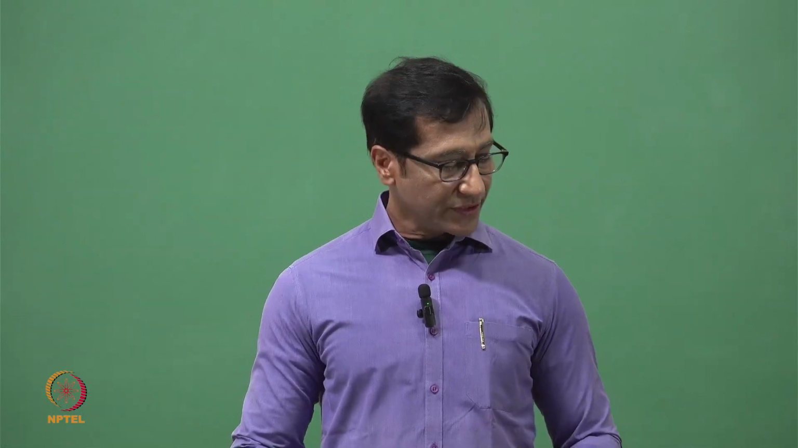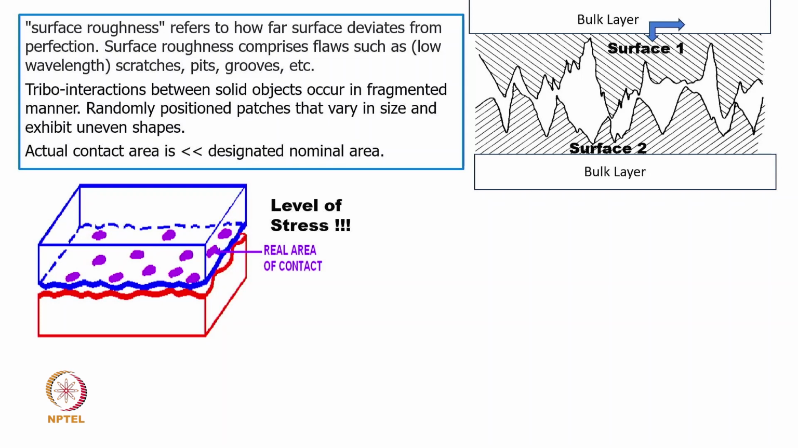Now we talk about surface roughness, and we have also studied earlier that whenever these rough surfaces come in contact, they will make contact at only a few points. It's not that the whole surface area will be in contact as such. So that's why we say here surface roughness refers to how far a surface deviates from perfection. I'm using the word perfection to mean a straight line or a straight plane.